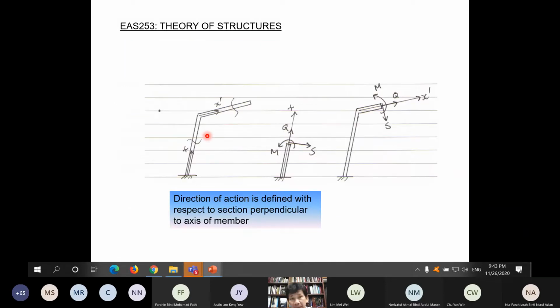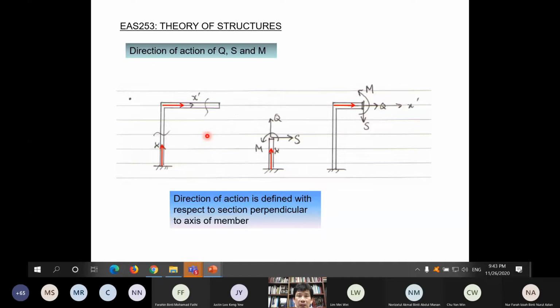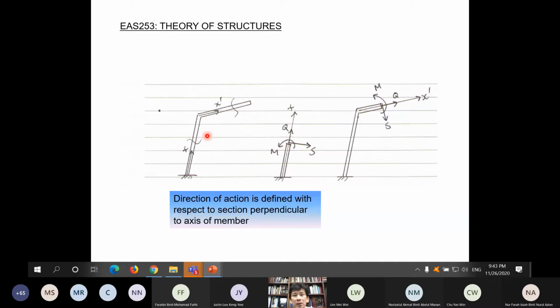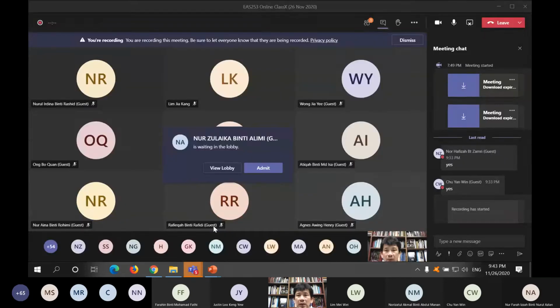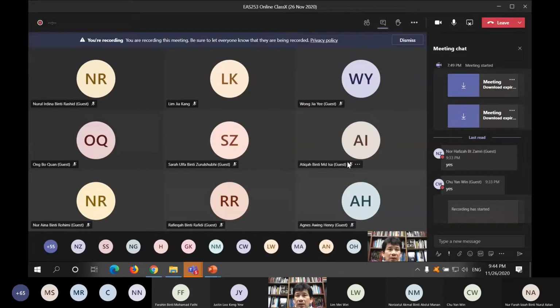If you have inclined members, then the same thing. The axis is like this, so the Q, S, and M are defined on the section which is perpendicular to this axis. So the direction here becomes different now. If you compare this and this, different now, the Q, S, and M. So take note of that. That is an important thing. Where are the directions being defined? Okay.